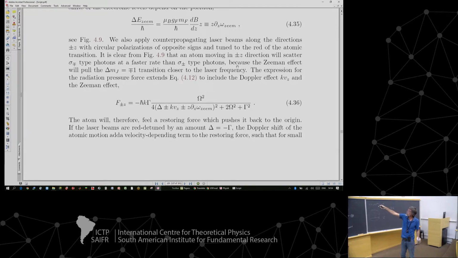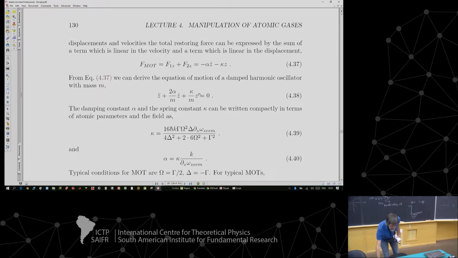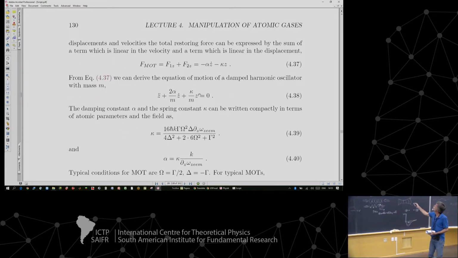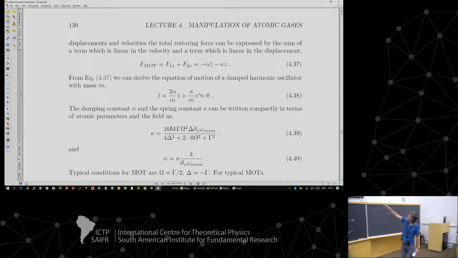Only that additionally to the Doppler shift that I already used for optical molasses, I now have to introduce a spatially dependent force, which is the Zeeman shift, okay? And now I can make, once again, a Taylor expansion in the position z and the velocity vz, and doing this, I can simplify my formula and it looks like that. So now I have a Taylor expansion with z and z dot.